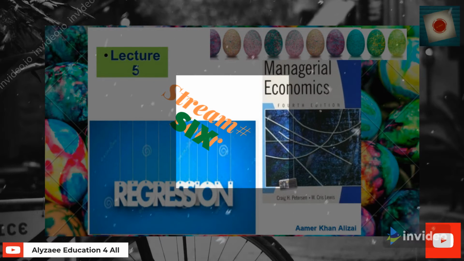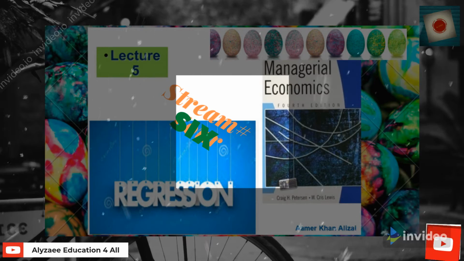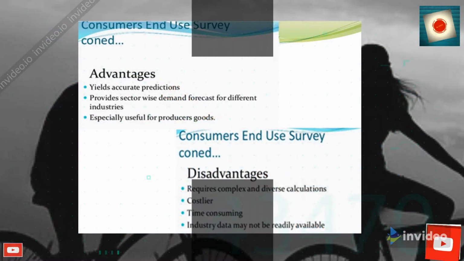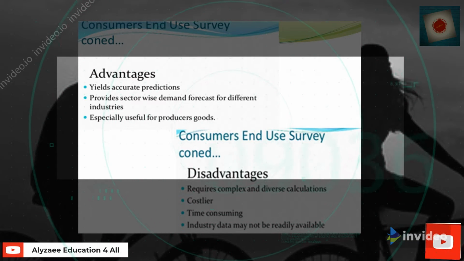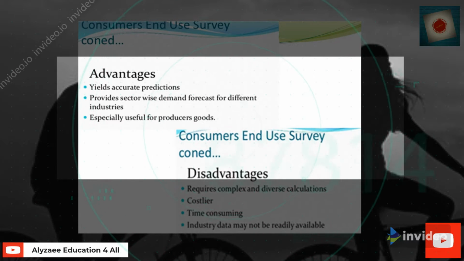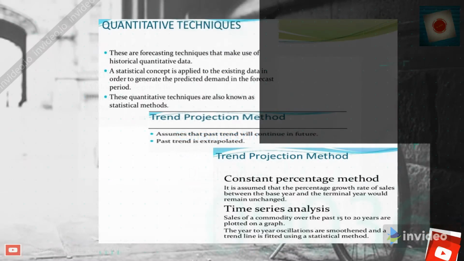So we will be discussing advantages and disadvantages of different techniques in this slide. In this slide, we will be discussing the consumer and user survey, the advantages and the disadvantages of it. So yields accurate predictions, provides sector-wise demand forecast for different industries, especially useful for producers' goods. Requires complex and diverse calculations. It's costlier, time-consuming, and industry data may not be readily available. You have to put certain efforts into it, and even then you may not have 100% data with you.